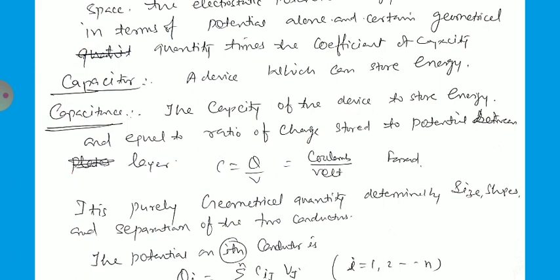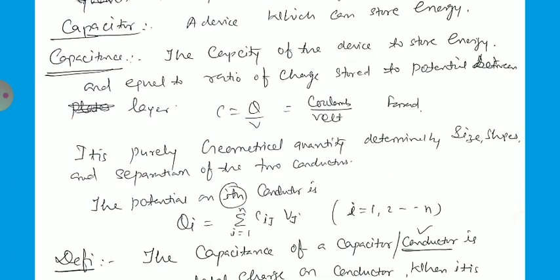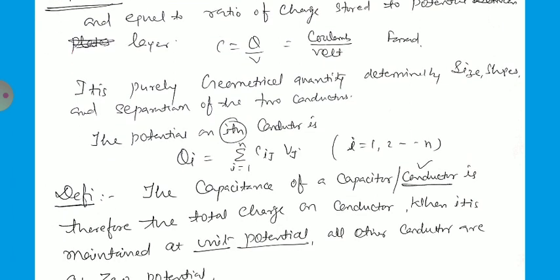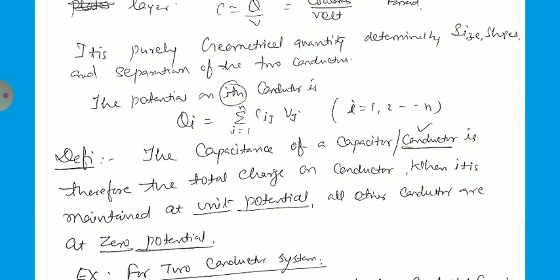It is a purely geometrical quantity determined by the size, shape and separation of the conductors. So the charge on the ith conductor is Qi equal to the sum over j from 1 to n of Cij Vj. Vj is the potential of the different conductors, and Cij represents the interaction between these two. So that is the capacitance of the capacitor. The capacitance of a conductor is therefore the total charge on the conductor when it is maintained at unit potential, while all other conductors are kept at zero potential.